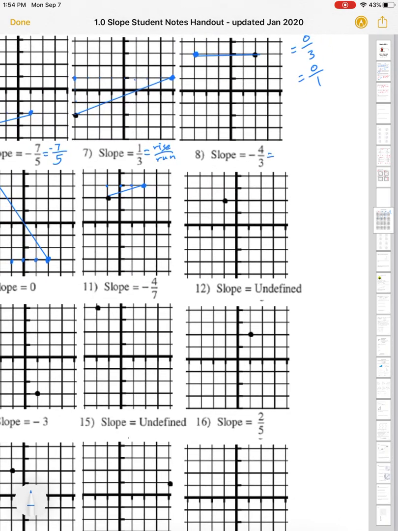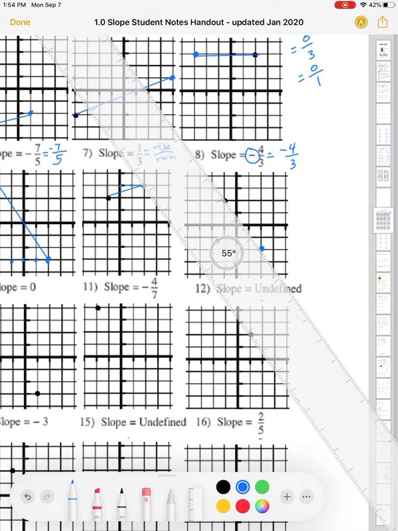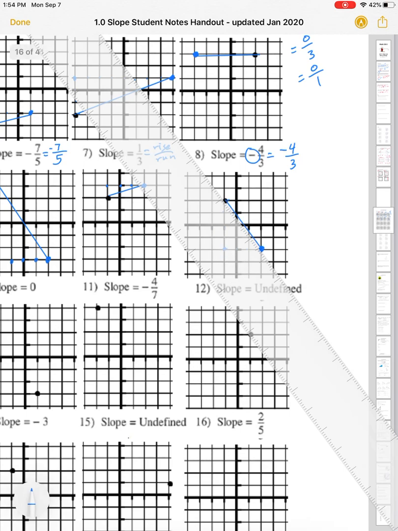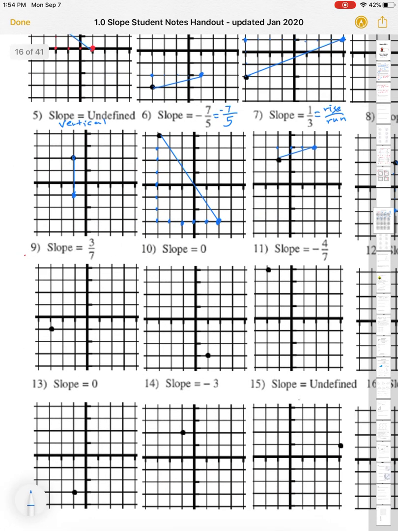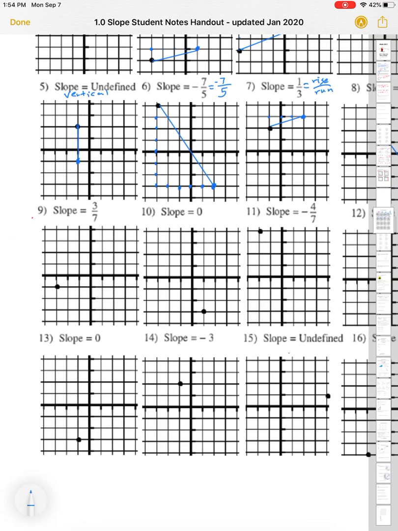For 8, hopefully we got that one right. For 8, we have negative 4 over 3. Remember, it's a negative slope, so it's going to be going down. So 1, 2, 3, 4. And then 1, 2, 3. We'll put the ruler in and sketch those. Okay. Hopefully ours looks this way. Take a peek. Okay. Now 9.